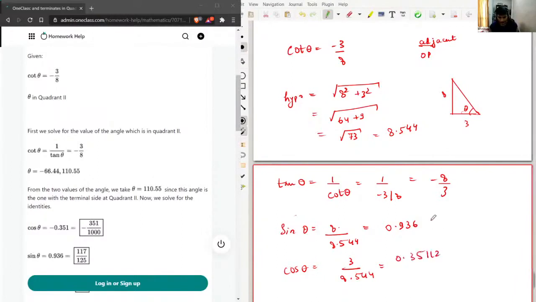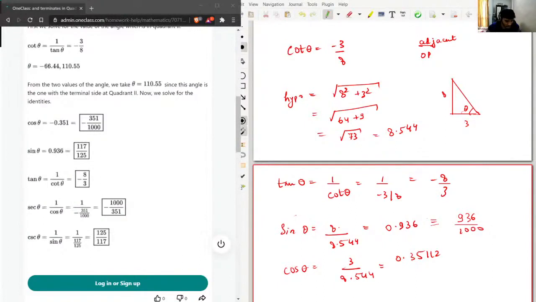And we have to write the answers in fractions. So I'll just write this as 936 over 1000. Oh god, this is going to be a really hectic job. I have to do the division yet. Okay, I'll just cross check with the division given here.